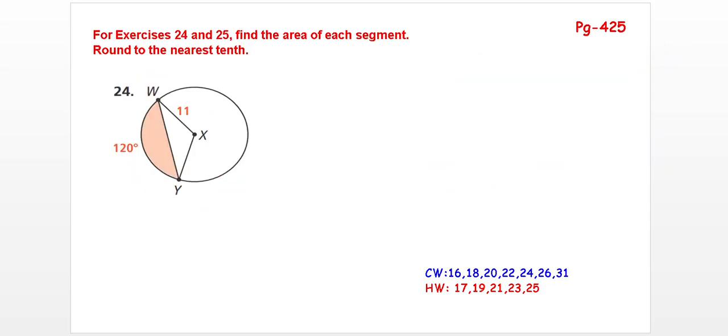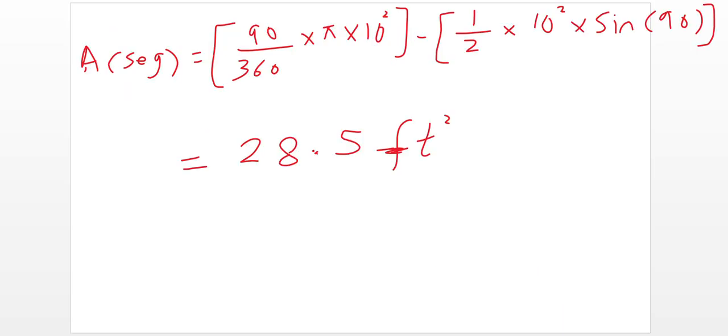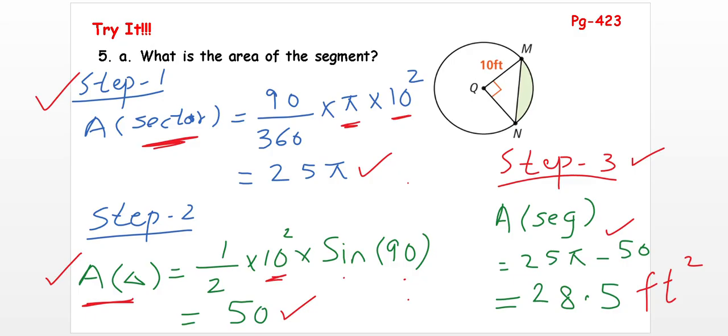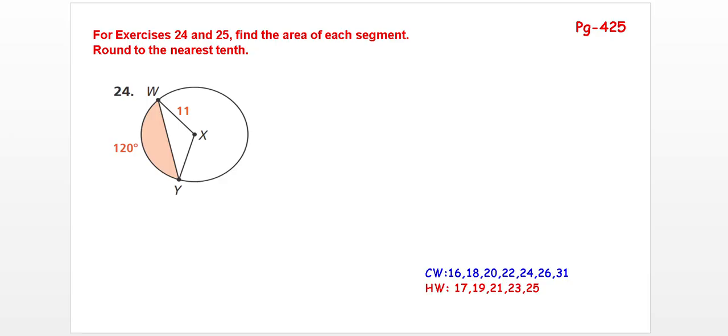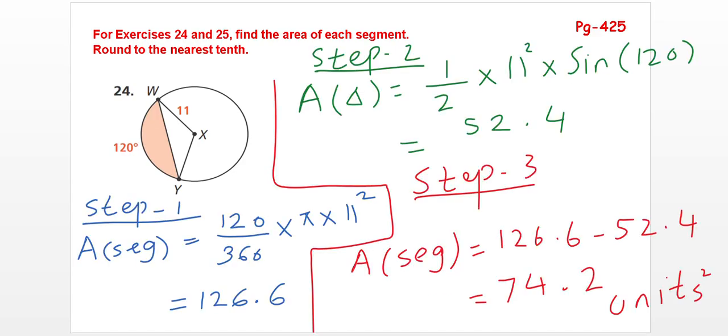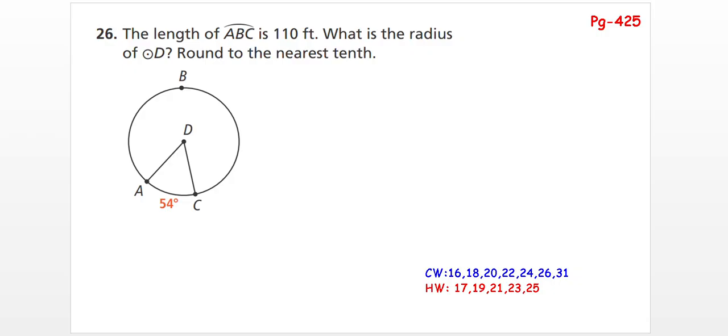Next, they are saying find the area of the segment. To find the area of the segment, as I explained here, you can do it in one step or you can do it in three steps. Step 1, find the area of the sector. Step 2, find the area of the triangle. And step 3, subtract them. So better pause the video here and solve this question on your own. Here is the answer for this question number 24. This is step 1, area of the sector. This is step 2, area of the triangle. This is step 3, area of the segment. Subtract both the answers.